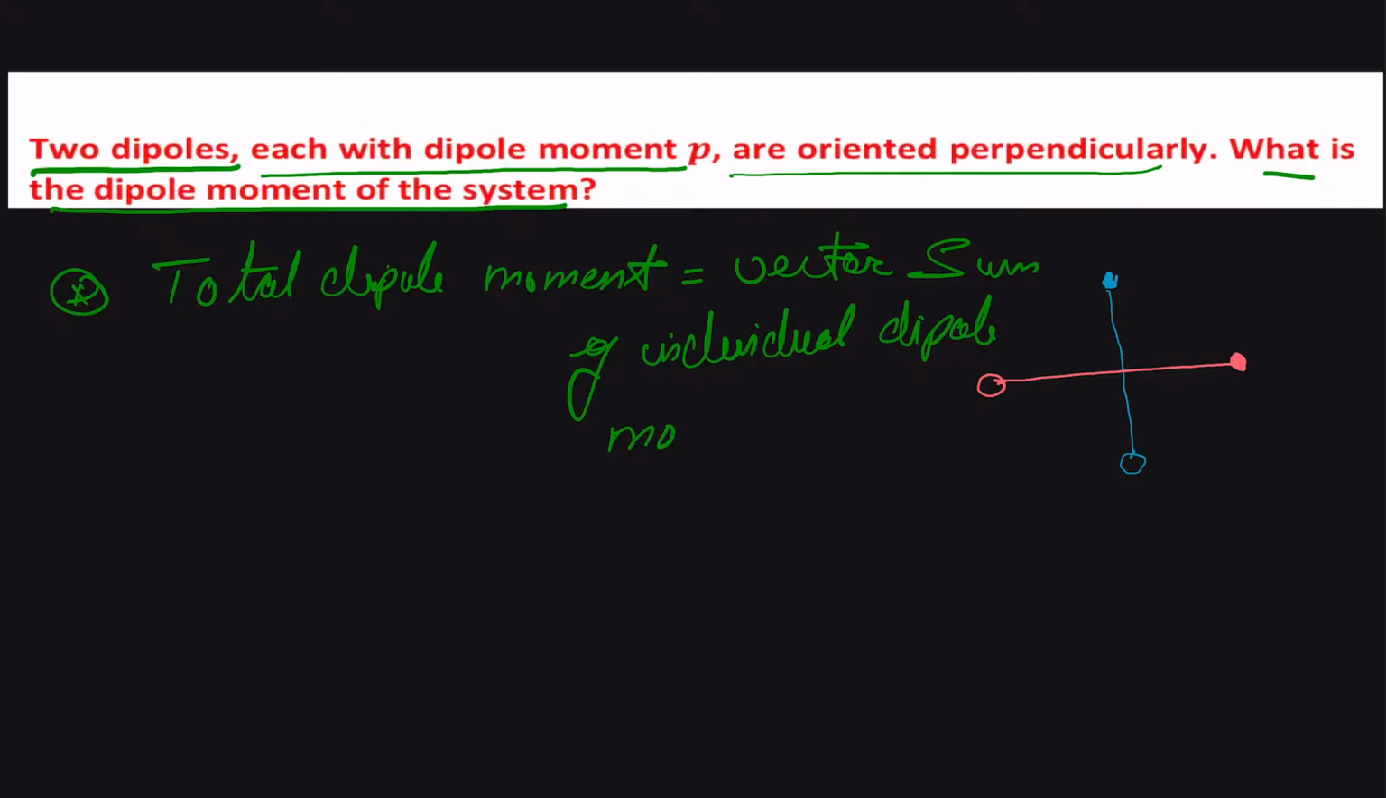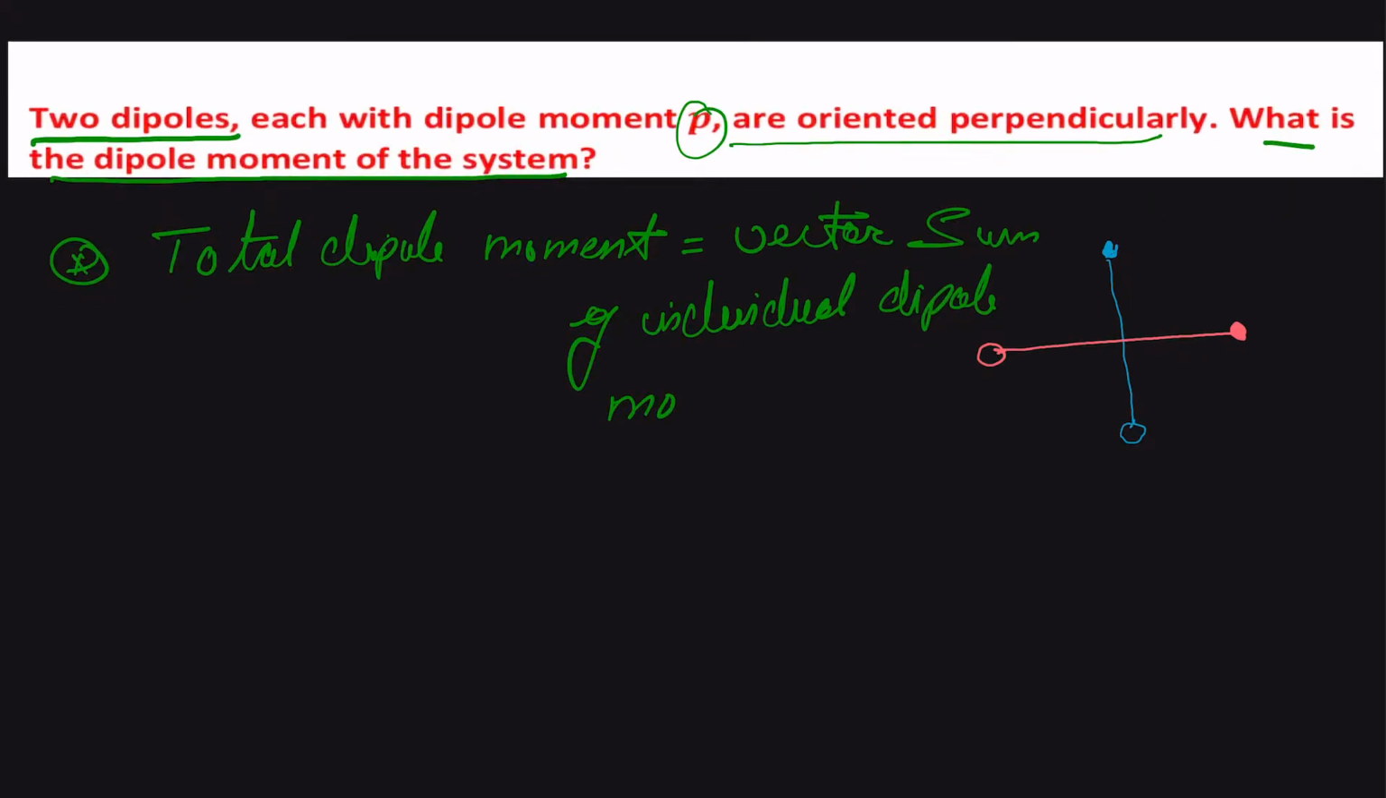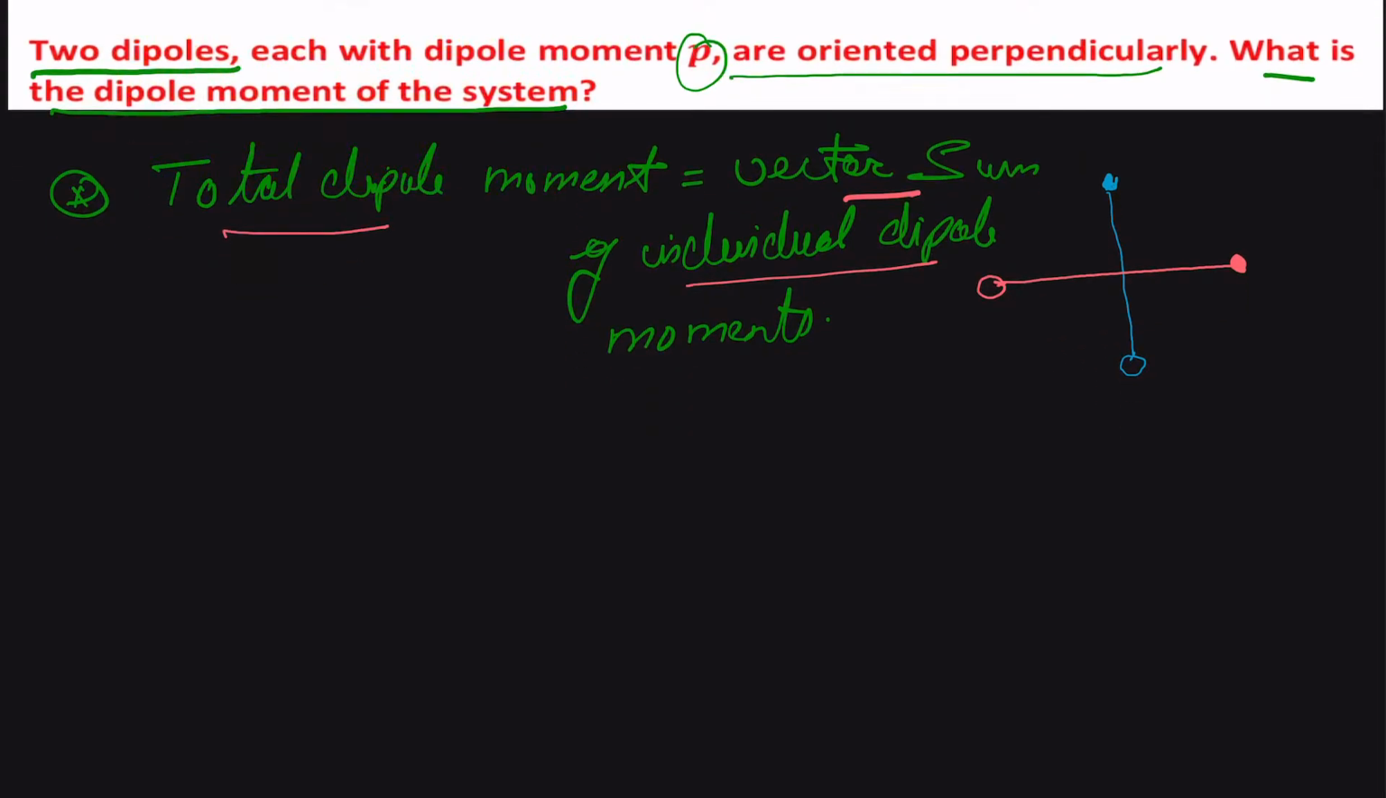So let's start again. We started on the first question: we have two dipoles that are perpendicular to each other, each having a dipole moment of P. We have to find the net dipole moment. So we were discussing that the total dipole moment is the vector sum of individual dipole moments. That was our basic. Or we can say it does not depend upon their separation. In this case, the magnitude is given as P and they are perpendicular to each other.